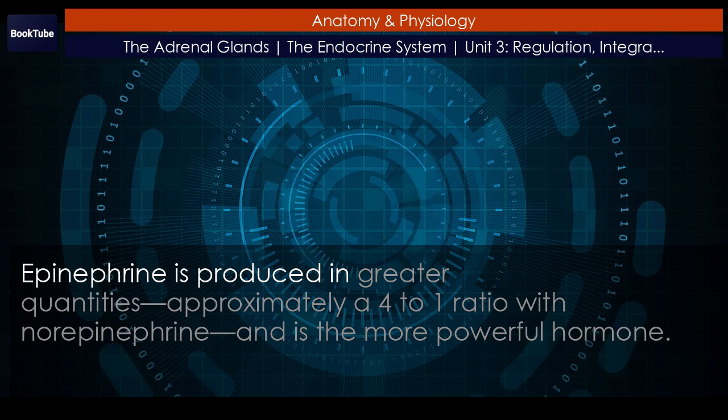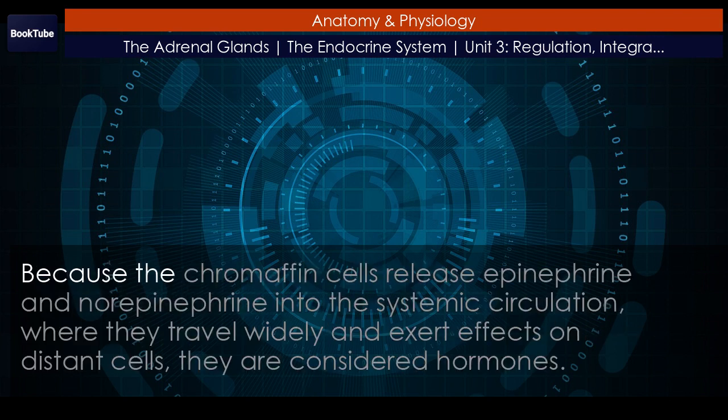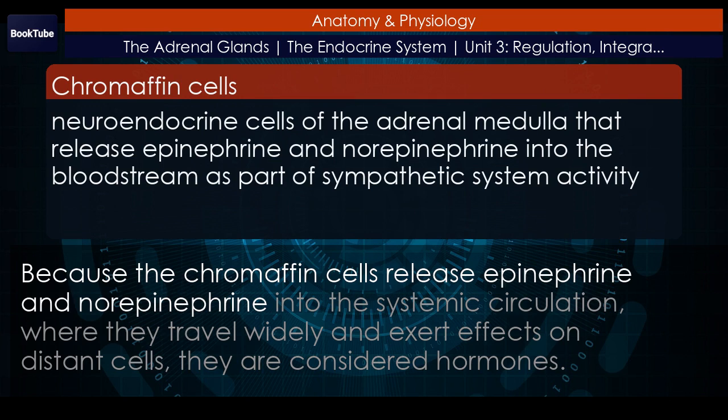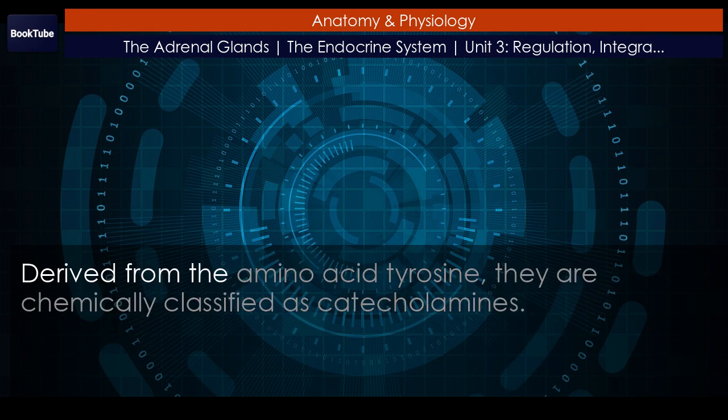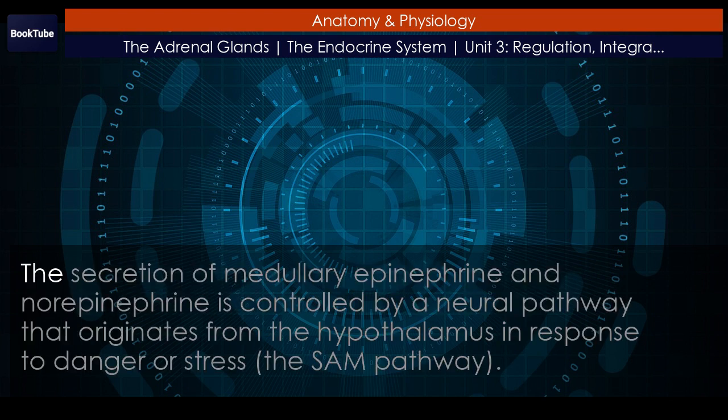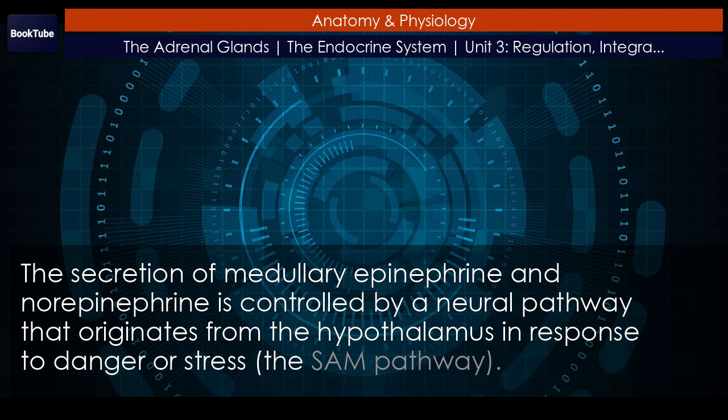Epinephrine is produced in greater quantities, approximately a 4-to-1 ratio with norepinephrine, and is the more powerful hormone. The chromaffin cells release epinephrine and norepinephrine into the systemic circulation, where they travel widely and exert effects on distant cells. They are considered hormones. Derived from the amino acid tyrosine, they are chemically classified as catecholamines. The secretion of medullary epinephrine and norepinephrine is controlled by a neural pathway that originates from the hypothalamus in response to danger or stress. The SAM pathway.